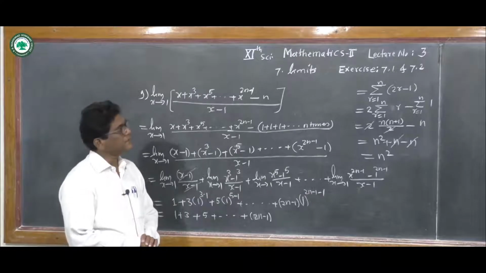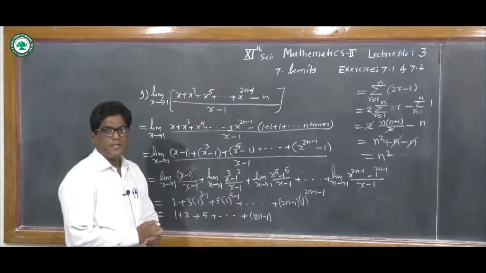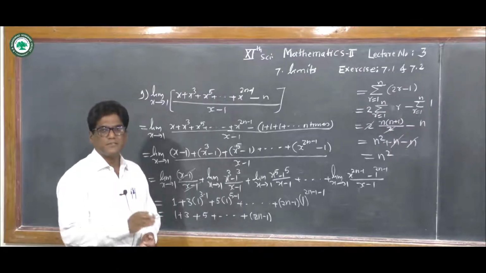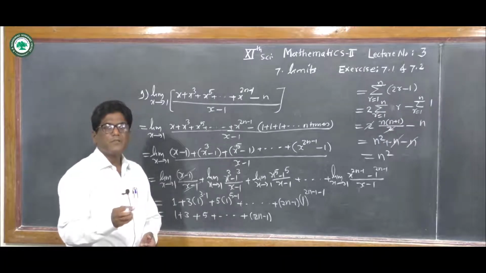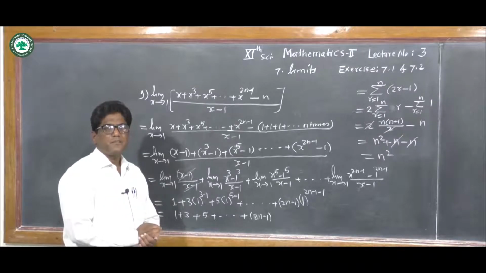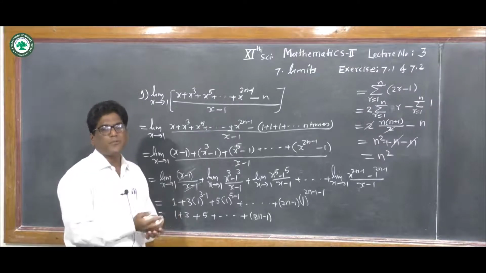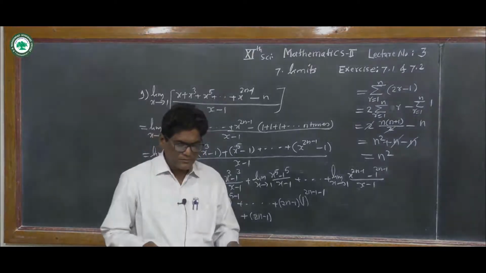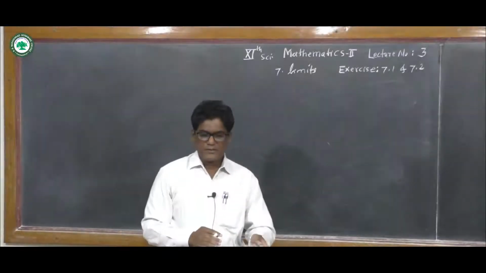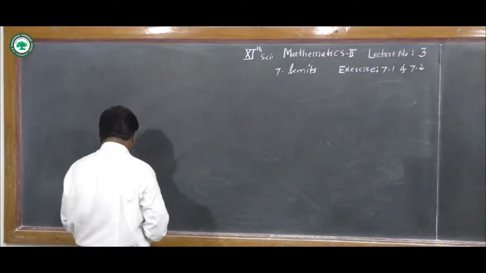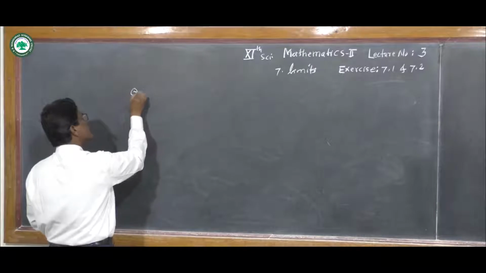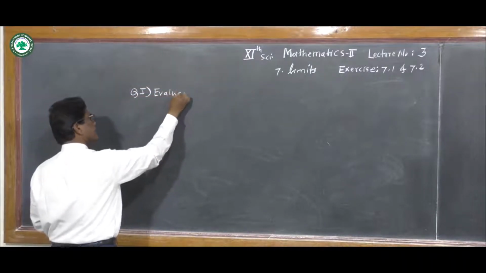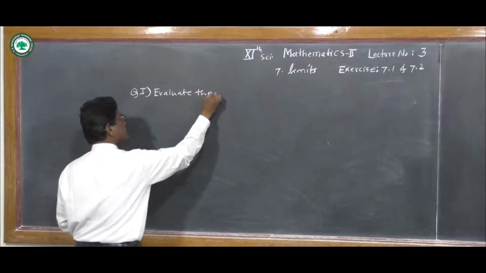Exercise 7.1 is completed. Now we start here exercise 7.2, and this exercise 7.2 depends on the methods of factorization and factorization of quadratic expression or any expression. How to factor we know, so we use the trick of factorization. Here question number first, evaluate the following limits.